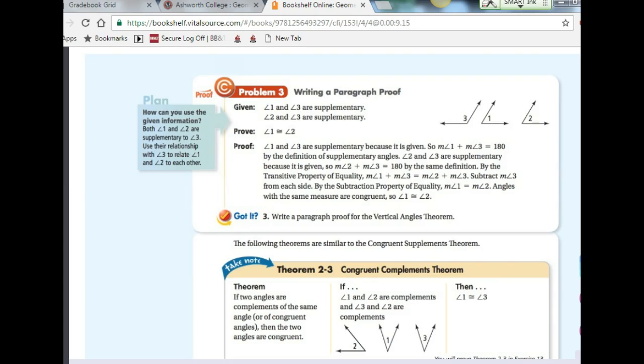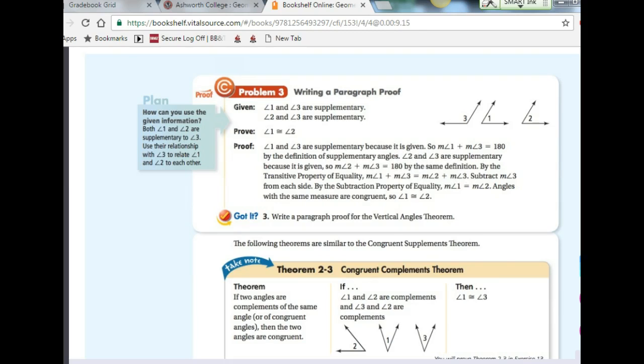So, because 1 and 3 are supplementary, then the measure of angle 1 plus the measure of angle 3 is 180. And that's the definition of supplementary angles. When we say two things are supplementary, of course, it means they add up to be 180 degrees. We also know that angle 2 and angle 3 are supplementary because it was given. So that means that the measure of angle 2 plus the measure of angle 3 also equals 180 degrees by the same supplementary angle definition.